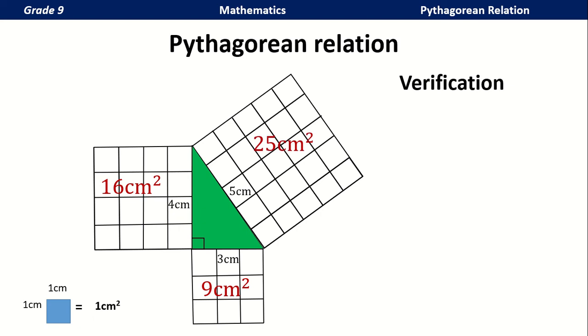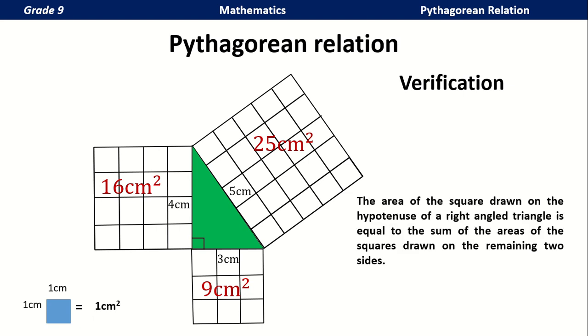Now just memorize the relationship presented by Pythagoras. Pythagoras said that the area of the square drawn on the hypotenuse of a right angle triangle is equal to the sum of the areas of the squares drawn on the remaining two sides. Now we can see here the area of the square drawn on the hypotenuse is 25 square centimeters, and we can obtain 25 by adding up 16 square centimeters and 9 square centimeters. So it is verified here that the Pythagorean relation is true.